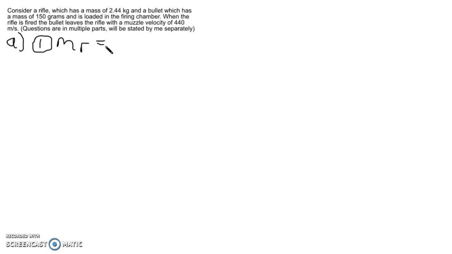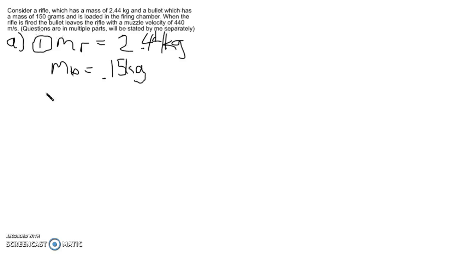is 2.44 kilograms, and the mass of the bullet, this right here is in grams, so we'll just convert that to kilograms. So that would be dividing it by 1,000, which gets us 0.15 kilograms.